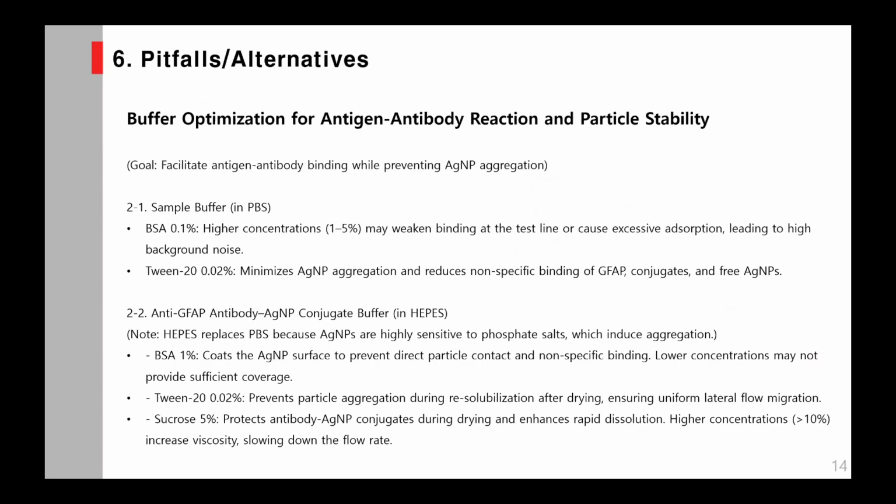We optimized our buffer to ensure stability. For the sample buffer, we use 0.1% BSA and 0.02% Tween 20 to reduce background noise. For the conjugation buffer, we use HEPES instead of PBS to prevent aggregation. We also added 1% BSA for coating and 5% sucrose for protection while keeping the flow rate optimal.